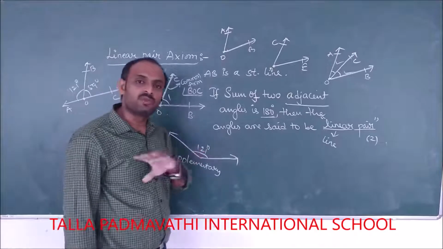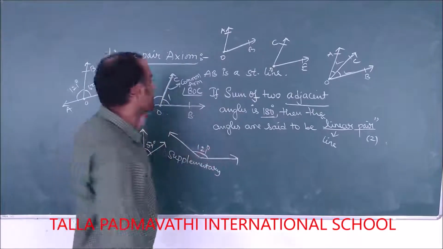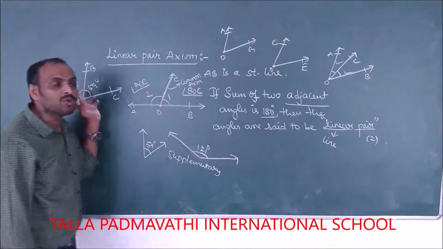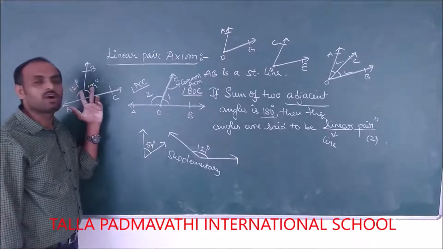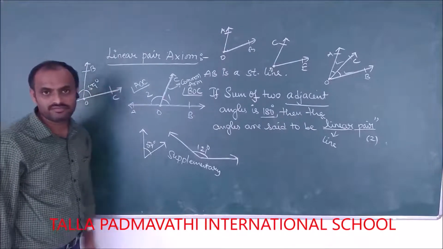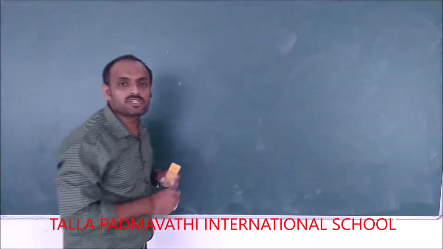Supplementary angles means the sum of any two angles is 180 degrees, but when it comes to a linear pair, if the sum of two adjacent angles is 180 degrees, then we call the angles a linear pair. Let us see vertically opposite angles.